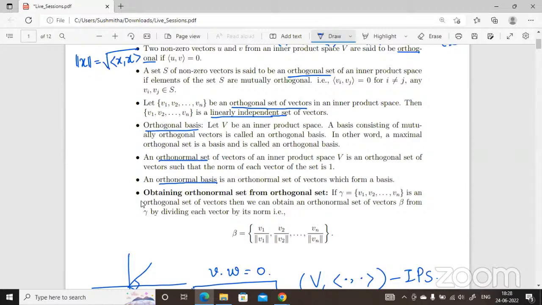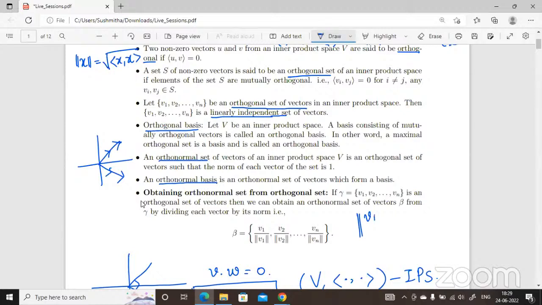If I have an orthogonal set, can I convert it into an orthonormal set? How will you do that? Dividing by the norm value. Yeah, that's all. You already have an orthogonal set, means the vectors are perpendicular to each other, or the inner product is 0. To convert it into an orthonormal set, you just want to convert them into unit vectors. That you can do by dividing by the norm of each vector. And when you divide by the norm, you're getting a unit vector, right?